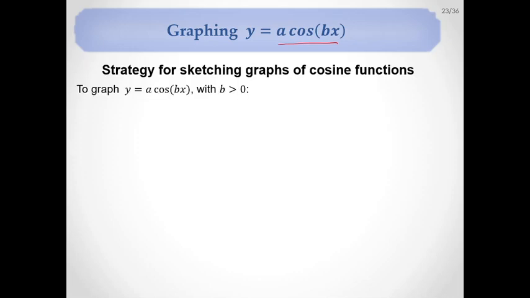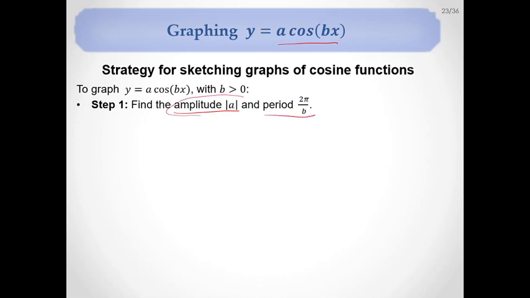So we will take b bigger than 0. As I said earlier, even if you have a minus, you can use the evenness of cosine, and you can say it's plus 2x because the cosine is even. Now the strategy is similar to the sine. So you find the amplitude and the period.